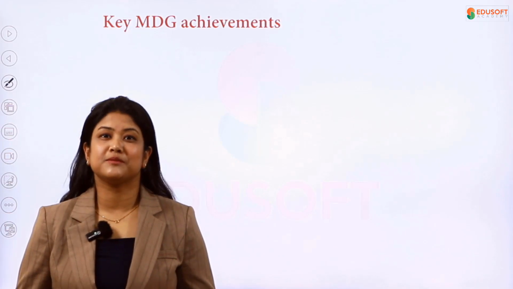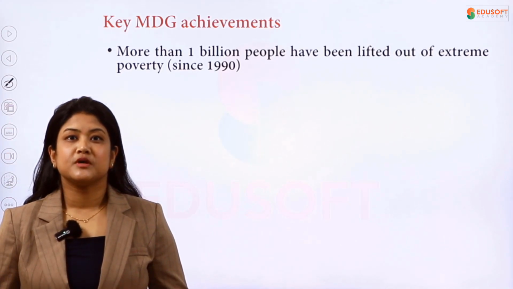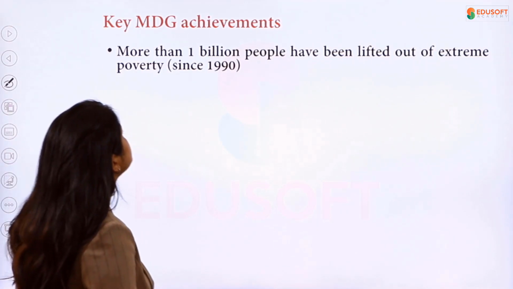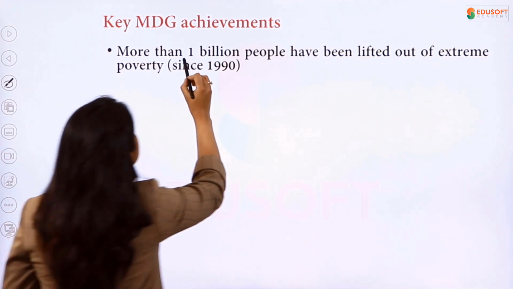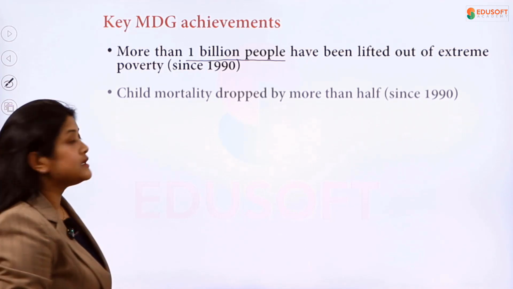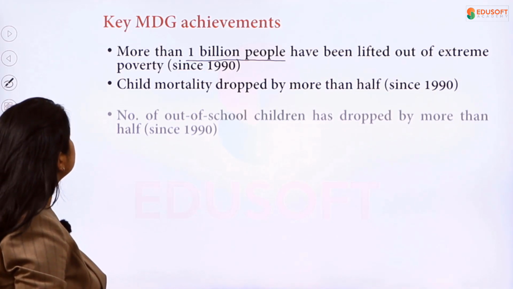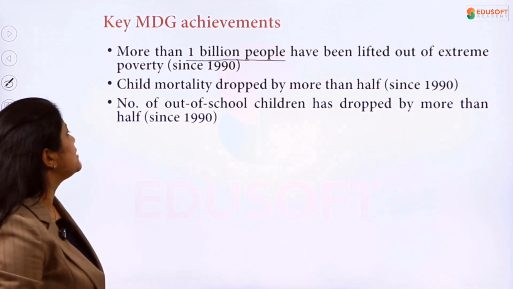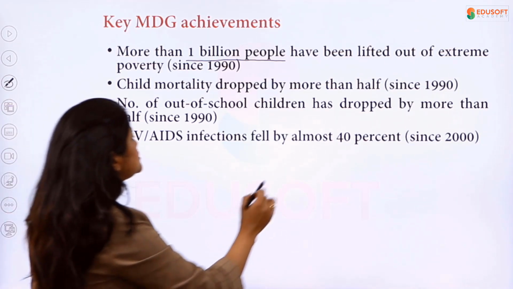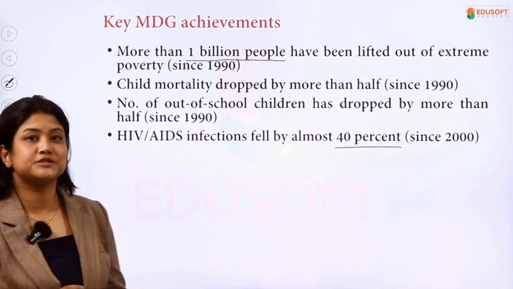So let's see our key MDG achievements: what could the Millennium Development Goals achieve? More than 1 billion people have been lifted out of extreme poverty since 1990. Child mortality dropped by more than half since 1990. The number of out-of-school children has dropped by more than half since 1990. Since 2000, HIV/AIDS infections fell by almost 40%.